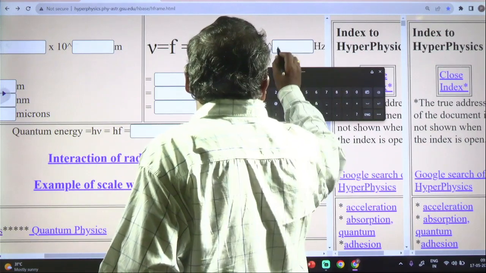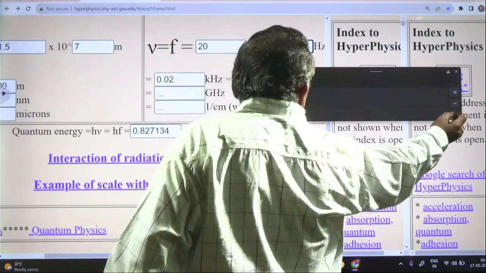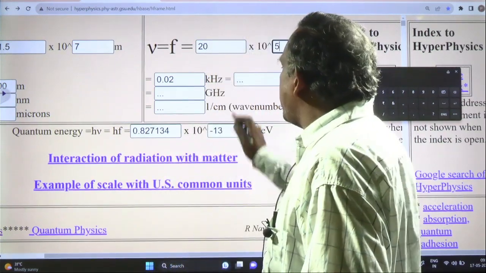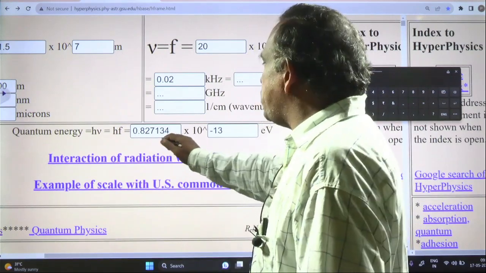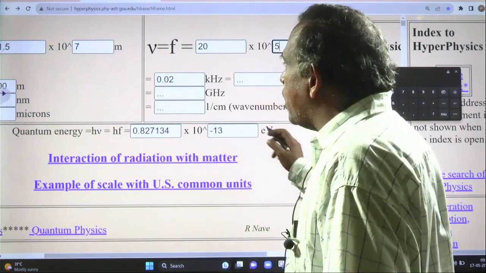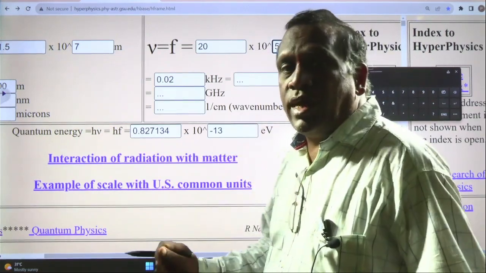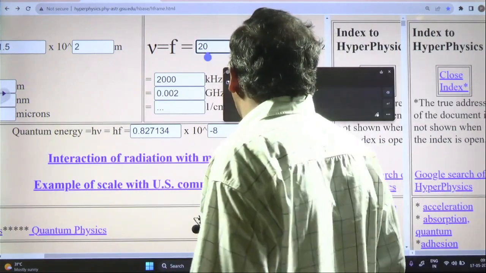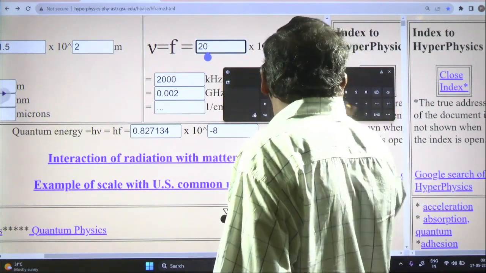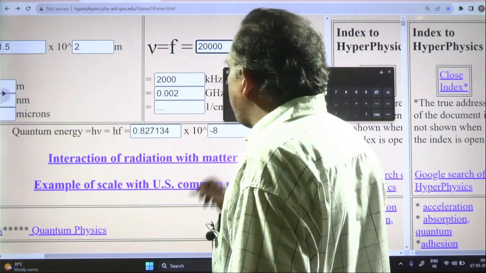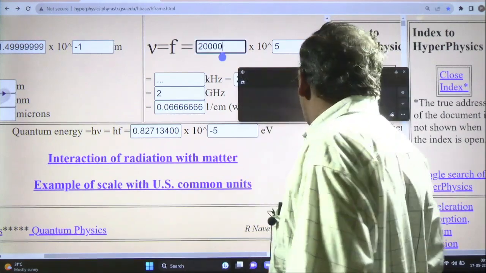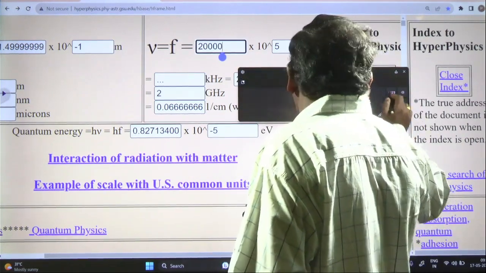For example, take a frequency of 5 into 10 to the power of 5 hertz, that is 0.02 kilohertz. The energy is this much, 0.87 into 10 power minus 13 electron volts. This is the frequency value. If you change the frequency, for example to 2000, what will the energy value be? Let us take the frequency as something else.